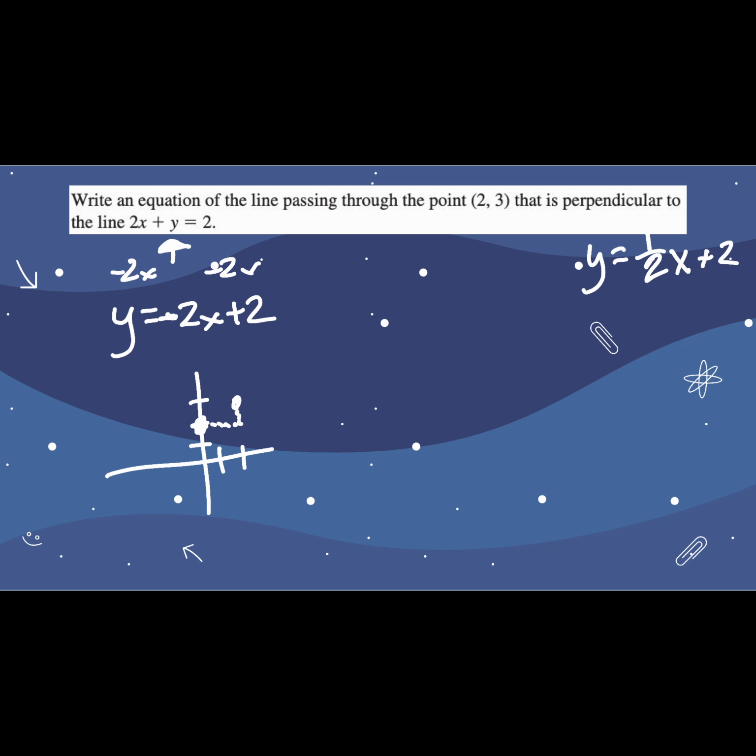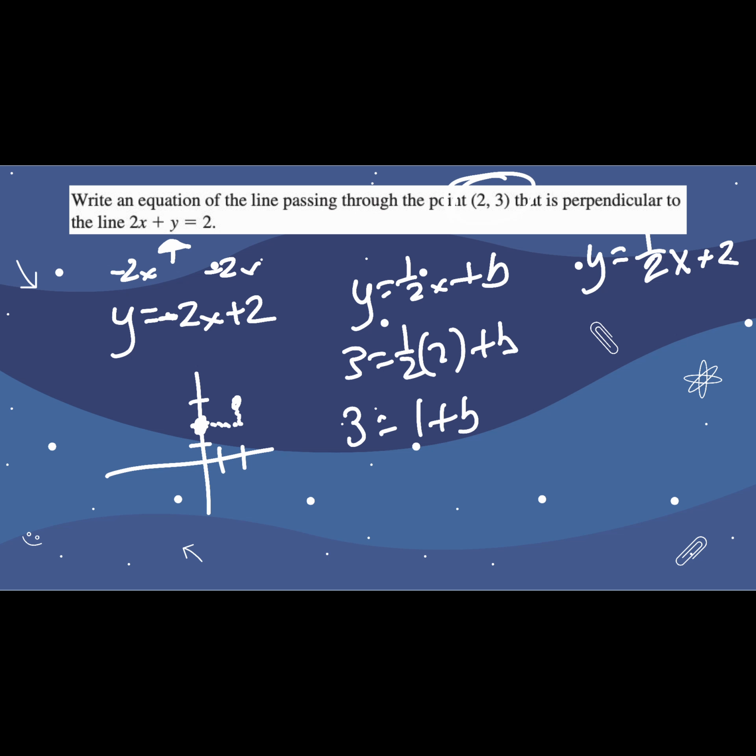Or again, we can solve for it. So y equals 1/2 x plus b. We're solving for our y-intercept. And we're using the point that they gave us. So 3 equals 1/2 times 2 plus b. 3 equals 1 plus b. And we'll still get the same answer. And our b value, our y-intercept, is positive 2. Questions on that one?